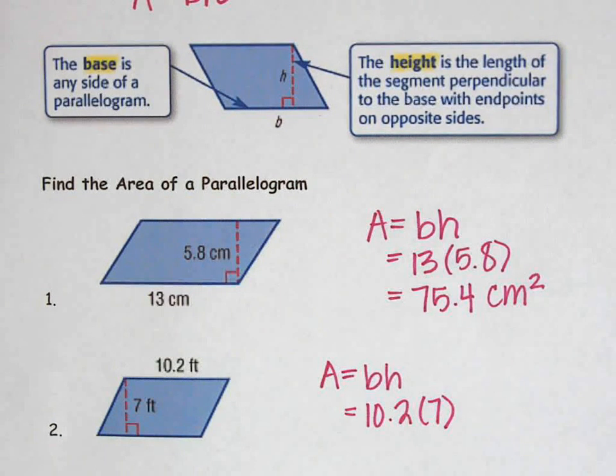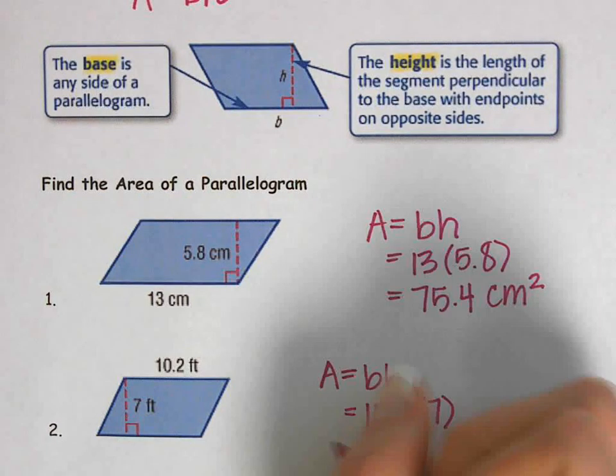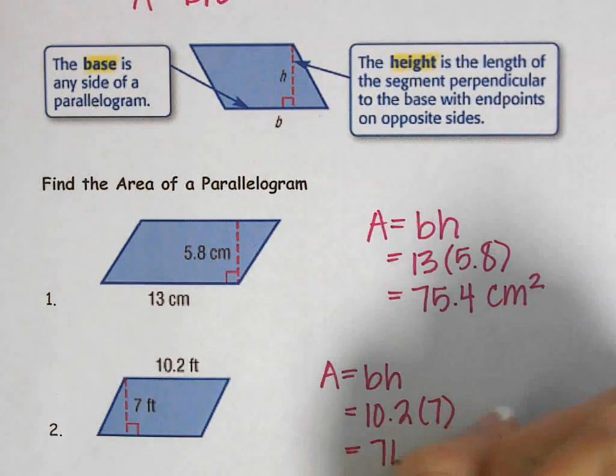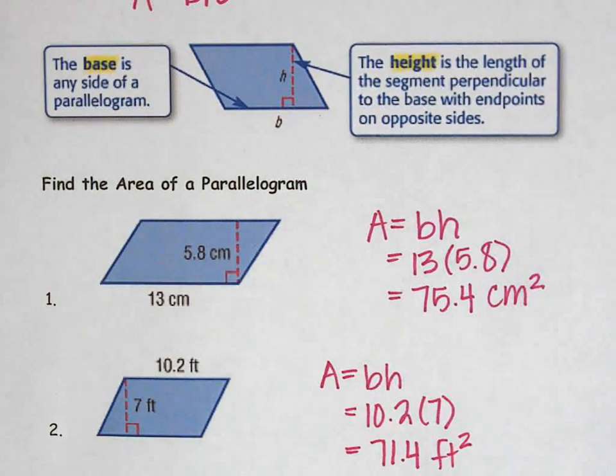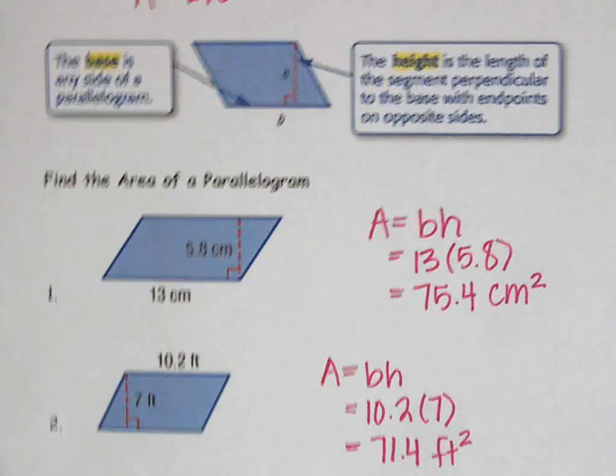And then from here it's a multiplication problem. 10.2 times 7, which equals 71.4 feet squared. Remember to square those units when we're finding area. You may want to pause the video at this point to try example 3 on your own, and then come back to it to see what the answer is.